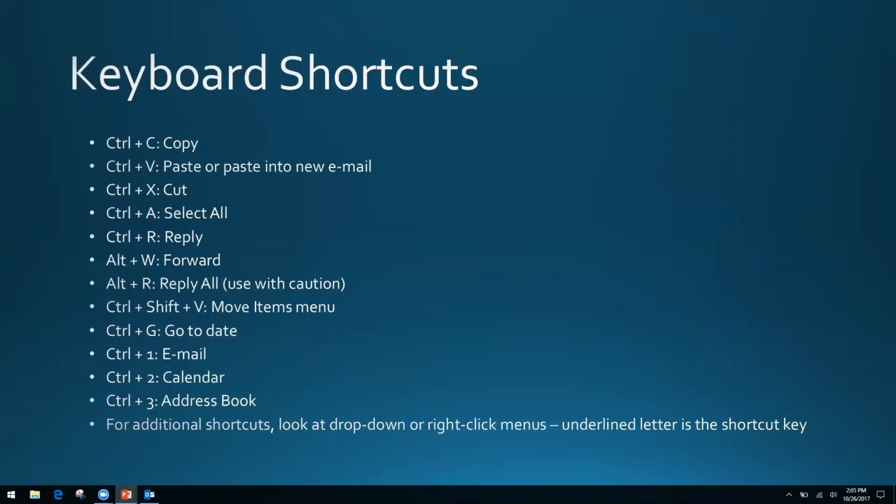A lot of people do not need to reply all the time, and you can get yourself into a little bit of trouble if you are replying all to things that maybe you should not be passing along to everybody, so use that one with caution. Control-R for reply is probably the better choice, unless you know for sure that everybody needs the information that you are sharing. Control-Shift-V is the Move Items menu.